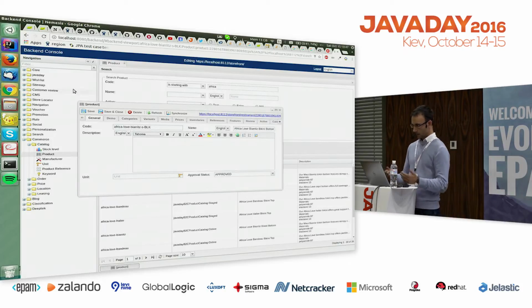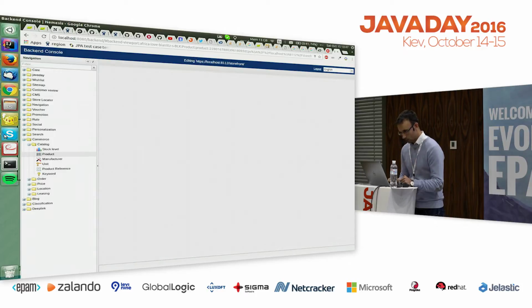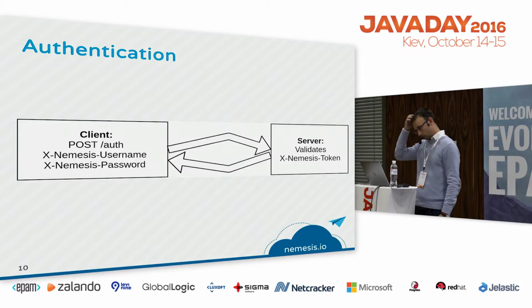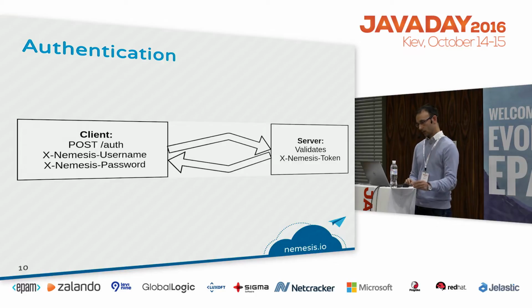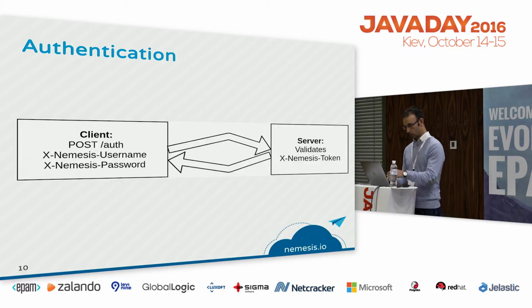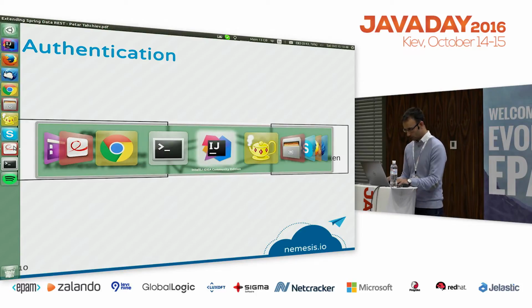So first things first, what you want to do is log in to your application. Let's go back, I am going to go one by one. Your application is a JavaScript application, and your server resides somewhere. So what we have done is a manual POST from the client. You pass two request headers, X-Nemesis-Username and X-Nemesis-Password, and what you get back from the server is the X-Nemesis-Token. So this is pure Spring Security.